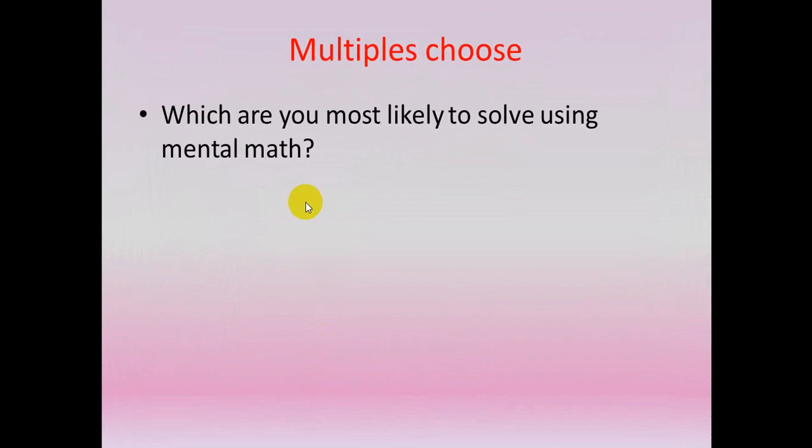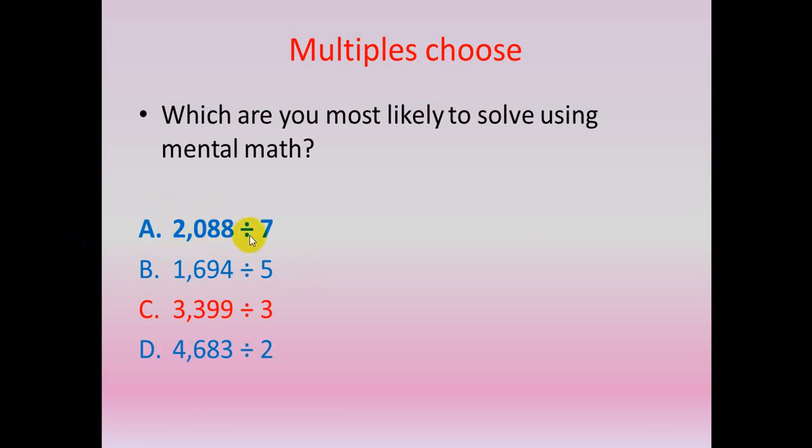Which are most likely to solve using mental math? Here, we can use mental math, divide ones and tens and hundreds and thousands. It will be here, divide 9 plus 90 plus 900 plus 9000. We can divide by 3. 9 divide by 3, it will be 3, and 90 divide by 3, it will be 30, and 300 divide by 3, it will be 100, 3000 divide by 3, it will be 1000.